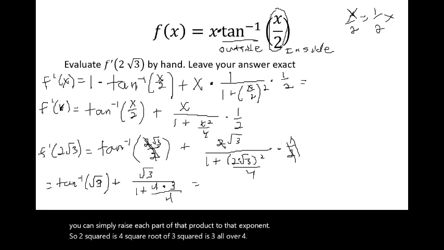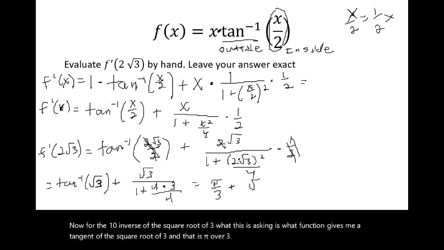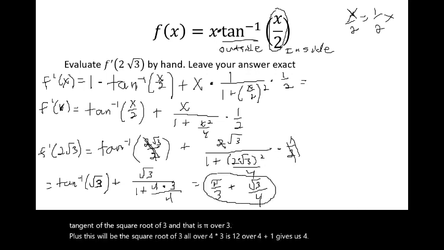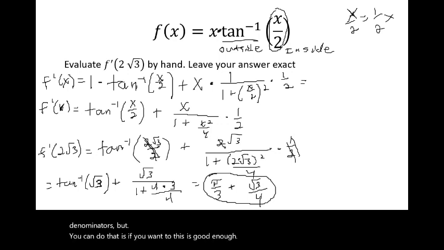Now for the tan inverse of the square root of 3, what this is asking is what function gives me a tangent of the square root of 3, and that is pi over 3. Plus, this will be the square root of 3 all over 4; 3 times 4 is 12 over 4, plus 1 gives us 4. And that is exact enough. If you want to combine them into one fraction, you just find common denominators, but you can do that if you want to. This is good enough for a final answer.